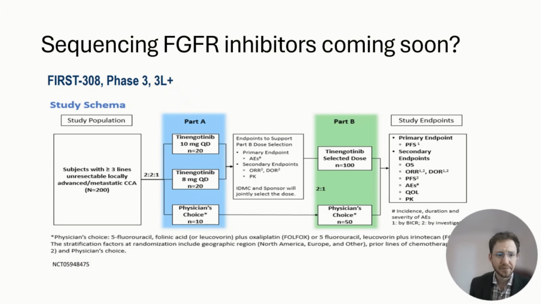The first 308 trial is currently getting close to finishing accrual, and so hopefully we'll have data reported out on that soon. And this is specifically looking at patients that have already progressed through one line of FGFR inhibition, and so hopefully we will be able to start having a standard option for FGFR sequencing in these patients.